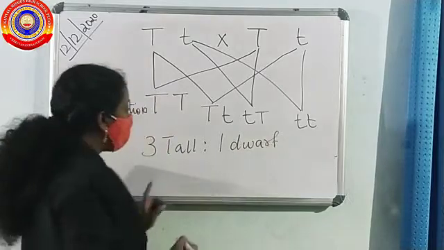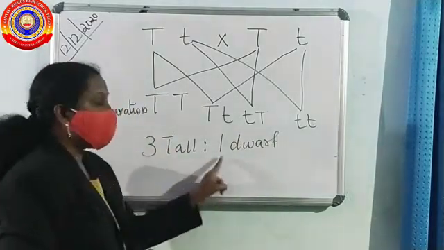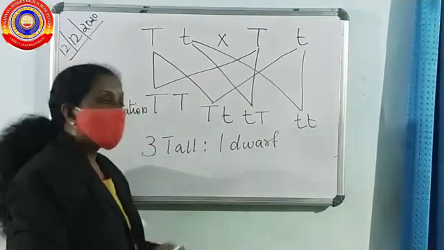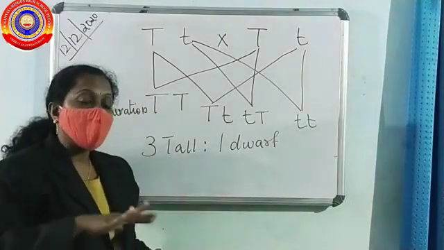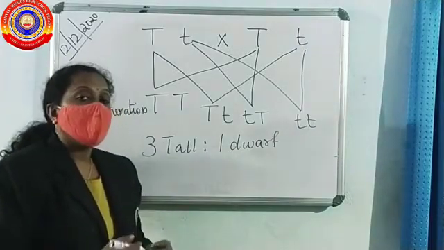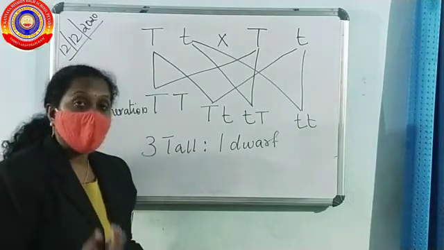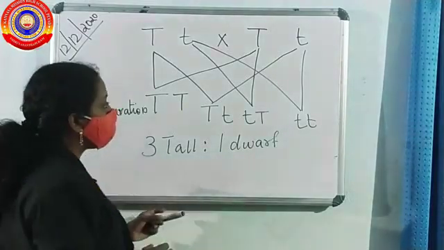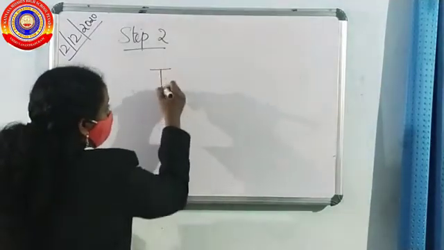According to Mendel, his inference was that the character which remains hidden in the first generation appears in the second generation, such as the trait dwarf, which was hidden in the F1 generation, appeared in the F2 generation. One more step is there to solve the F2 generation.